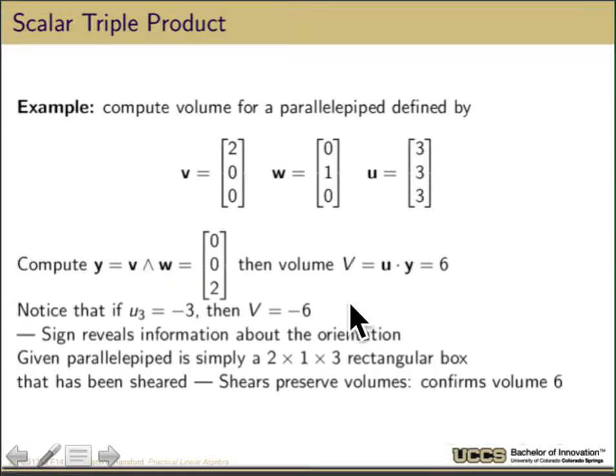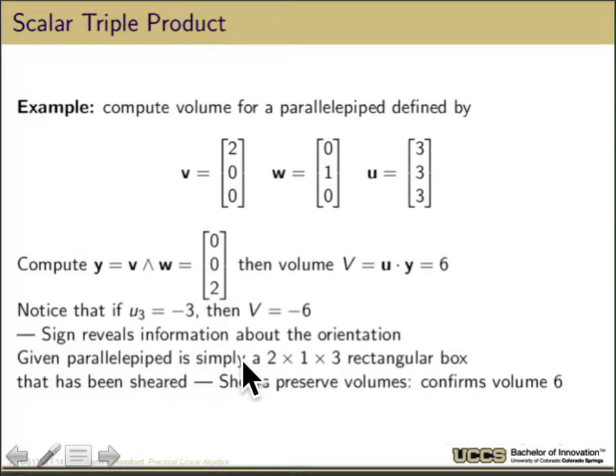Just to make one of those numeric as an example, if we want to compute the volume for our parallelepiped defined by these 3 vectors, first we compute V cross W, giving us 0, 0, 2. Then for the volume, we just take the dot product of that vector with U, and we get 6. Notice that if U3 is equal to -3, then the volume is equal to -6. We just change one of these. Sign reversal tells us a lot about the orientation, sort of where they're going to go.